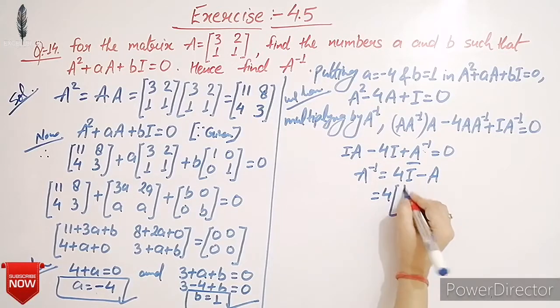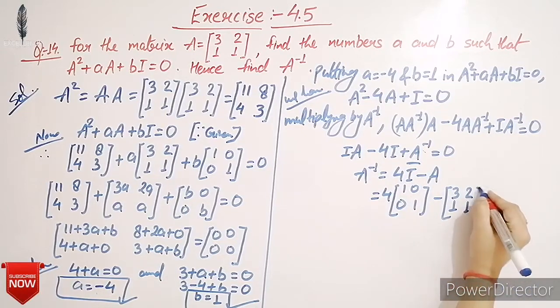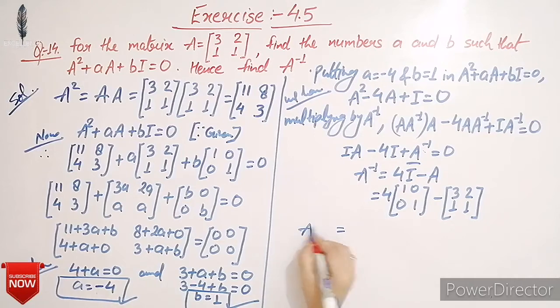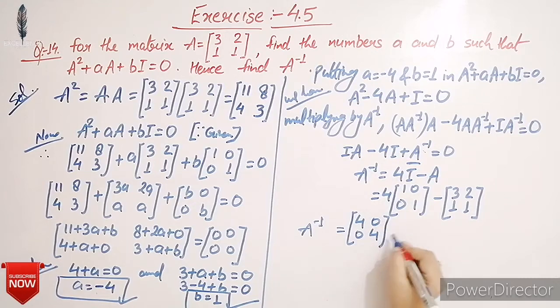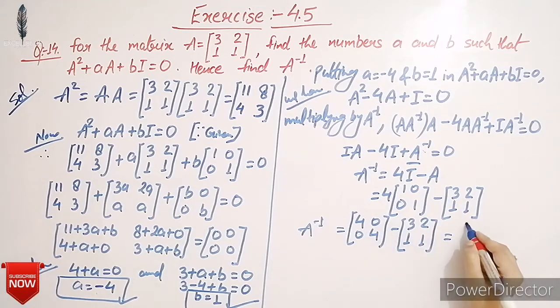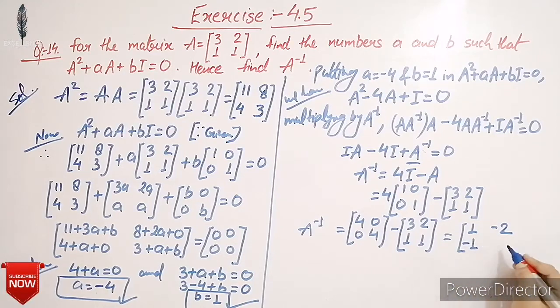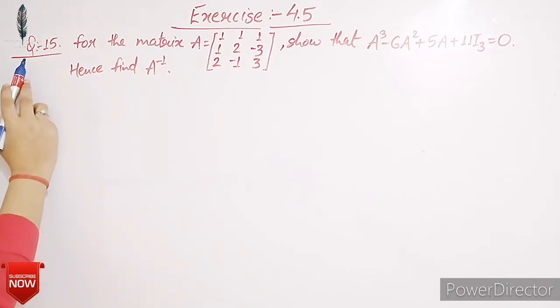Put the value of I and A. Here we have 4 into [1, 0, 0, 1] minus the value of A, which is [3, 1, 2, 1]. So A inverse is equal to [4, 0, 0, 4] minus [3, 1, 2, 1]. On subtracting the corresponding elements, we have the value of A inverse is [1, -1, -2, 3]. Okay, clear? So let's see the next question, question number 15.